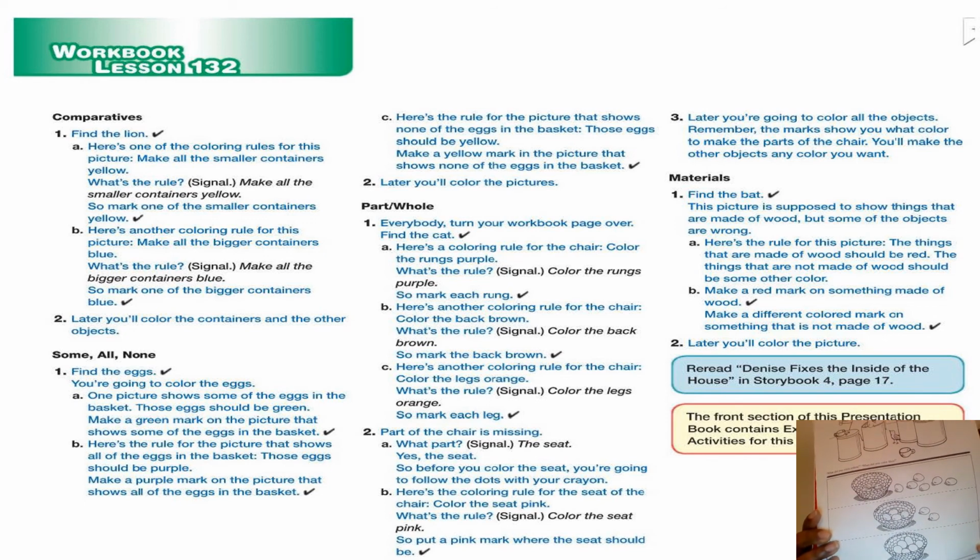Let's find the eggs. Okay, you're going to color the eggs. One picture shows some of the eggs in the basket. Those eggs should be green. Make a green mark on the picture that shows some of the eggs in the basket. Remember to write G for green.